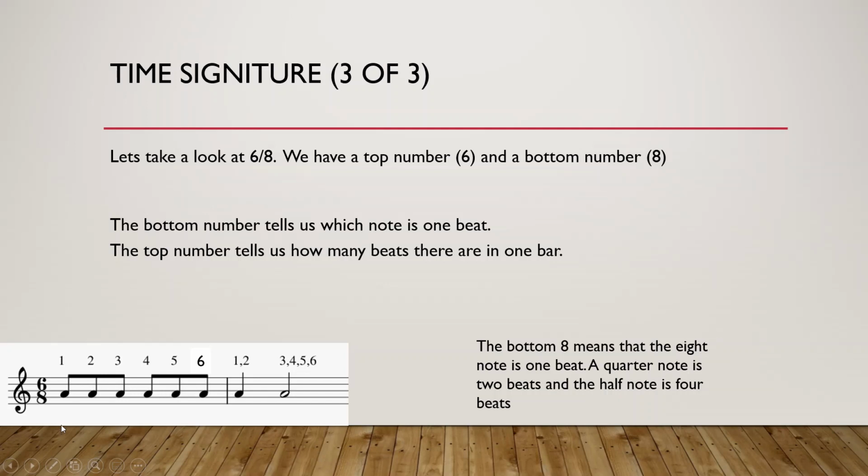So this time the eighth note is 1 beat, therefore the quarter note is not 1 but 2 beats, because a quarter note is twice as much as an eighth. And a half note is now 4 beats. So let me clap this as well.